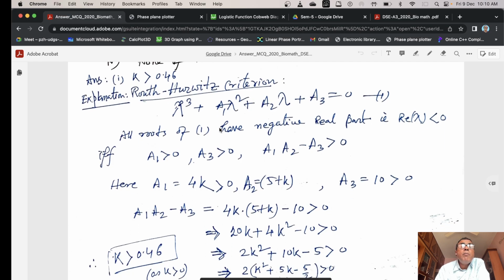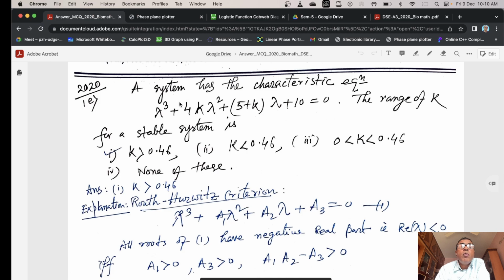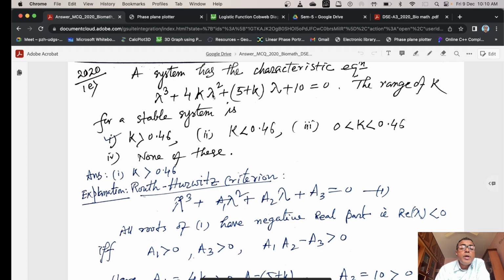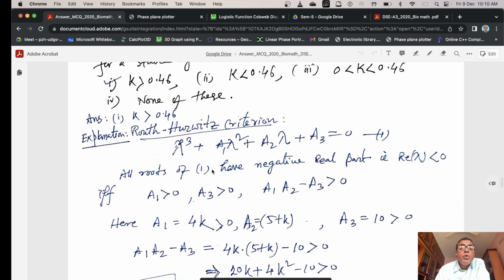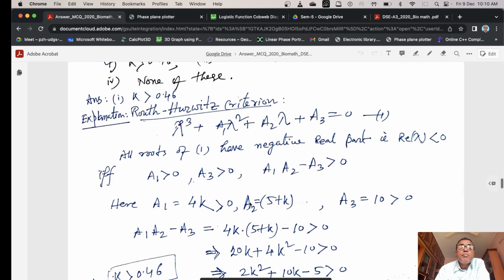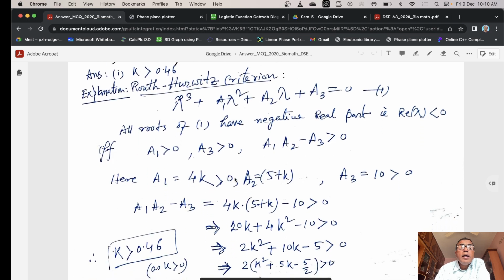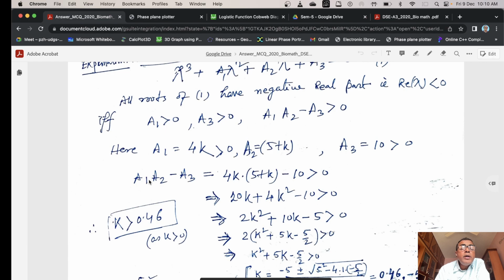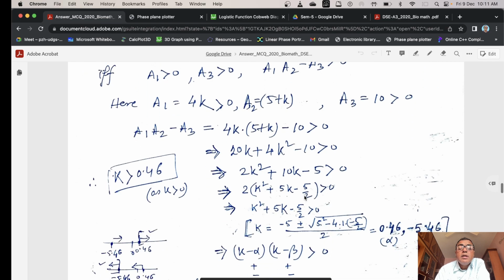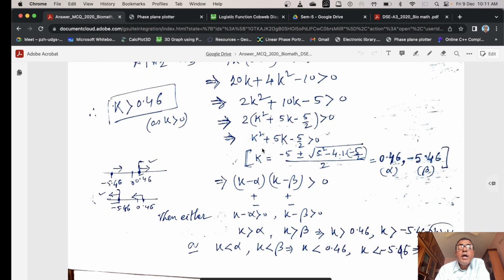Here, comparing with the given equation, a1 equals 4k, a2 equals 5 plus k, and a3 equals 10. Obviously a3 is positive, and a1 is positive when 4k is greater than 0, so k is positive. Then we find a1 into a2 minus a3, a quadratic expression in k. After simplification we get k squared plus 5k minus 5 by 2 is greater than 0.